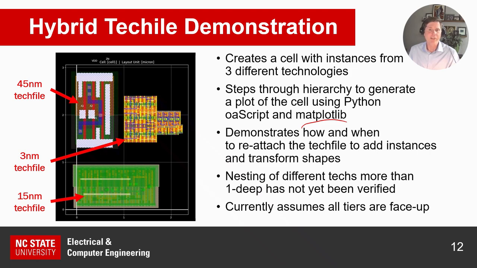Now, a couple of caveats here. First of all, the nesting is only one deep. So for example, we haven't tested it yet on an example where you've got, say, a 3 nanometer instance within a 15 nanometer instance, which is itself contained within a 45 nanometer instance. The code's there to do it, but it just hasn't been tested yet. And secondly, it currently assumes that all the tiers are face up. ZU got started with the code to handle face down tiers, but he simply didn't have time to finish it. I think it should be straightforward to do, however.